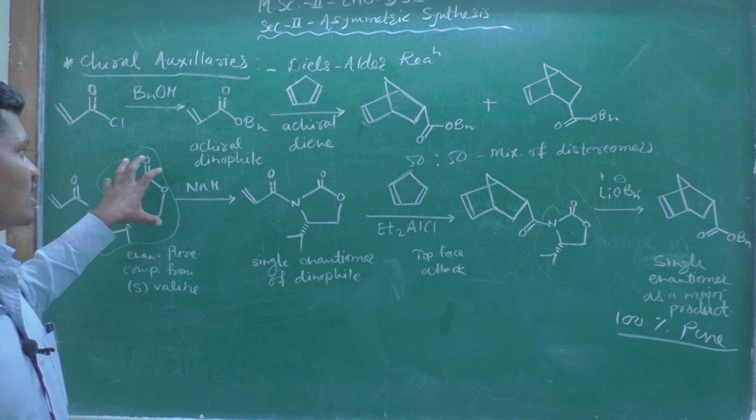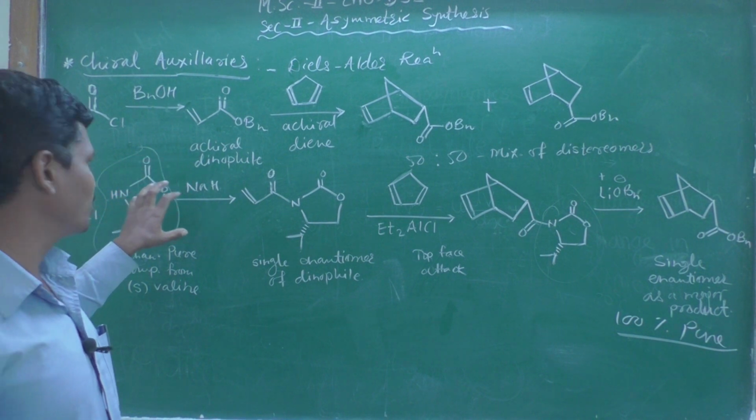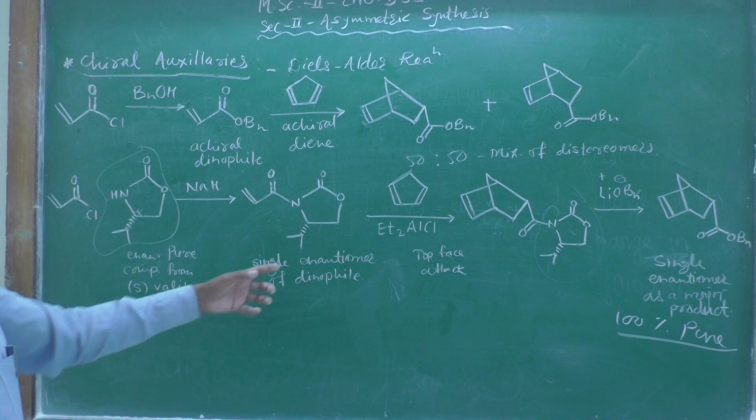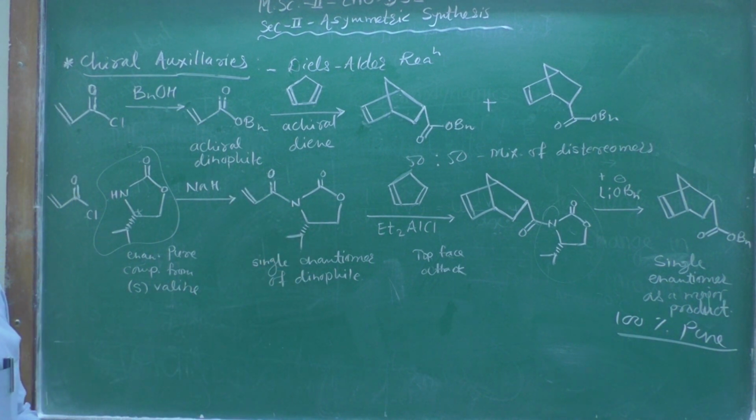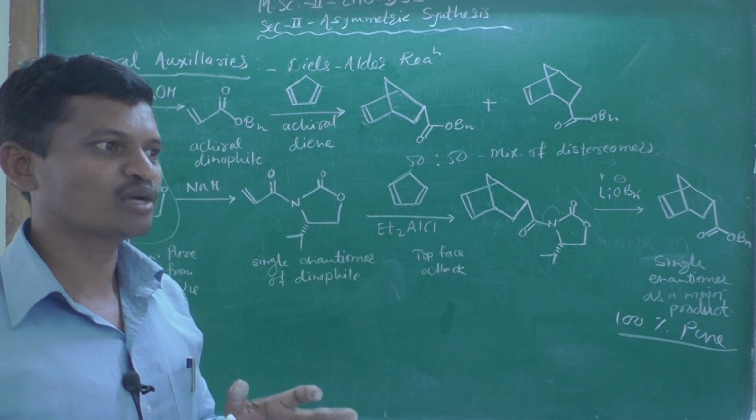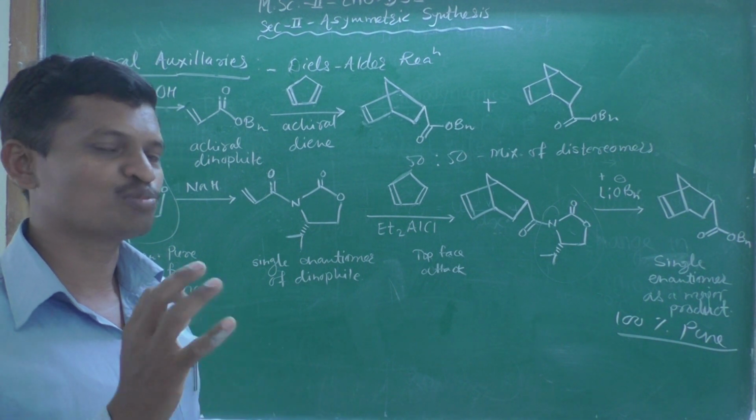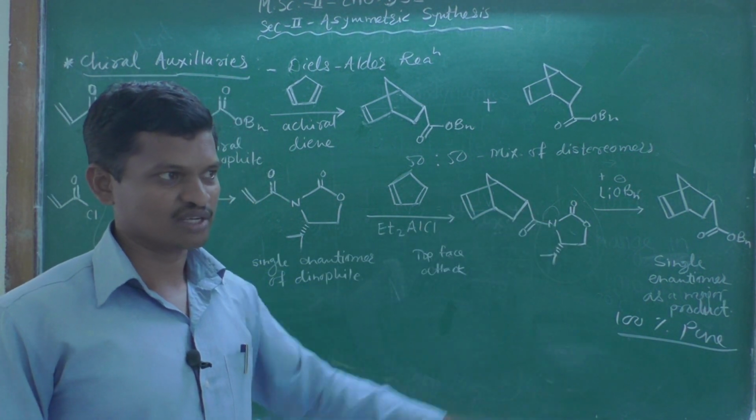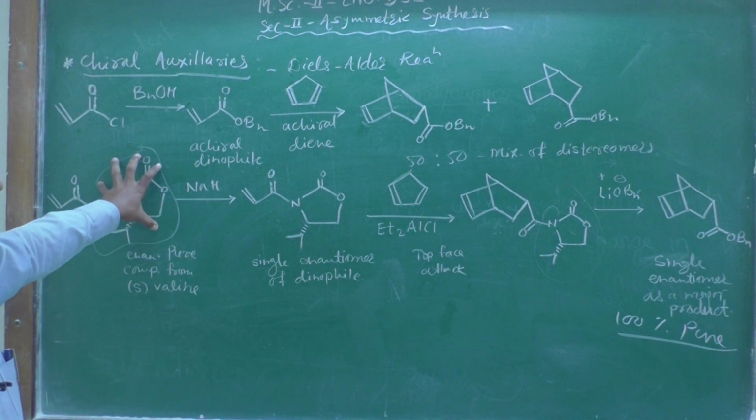When we react this chiral auxiliary with our dienophile, there is a formation of a chiral dienophile. Due to this chiral dienophile, the reagent attacks the diene in a specific manner. One side of this dienophile is sterically hindered, so the attack of the diene is possible from only one direction. So that's why only one type of product can be obtained. So this chiral auxiliary is used only for... what is the use of this?